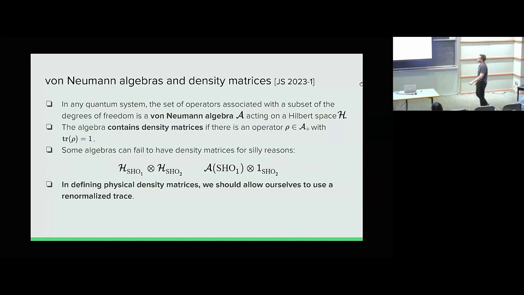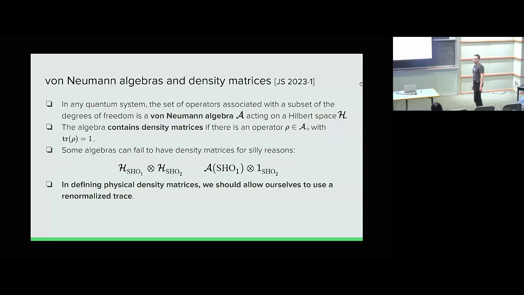And what we're going to say is when we have a von Neumann algebra, we're going to declare that the algebra contains density matrices. That's the setting in which we're going to be able to talk about entropy, whenever there's some positive operator with unit trace. This is a bad definition, though, because some algebras can fail to have density matrices for really silly reasons. Think, for example, about the Hilbert space of two harmonic oscillators, okay? And think about the algebra describing all of the operators that act on the first harmonic oscillator. That's going to be an arbitrary operator acting on the first simple harmonic oscillator, tensor the identity on the second.